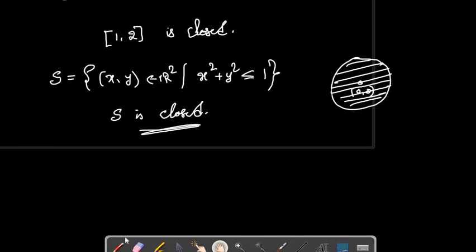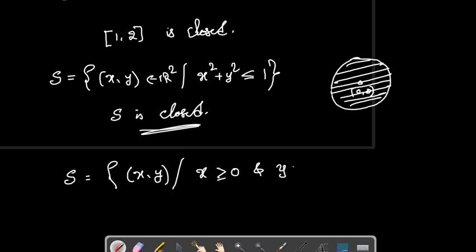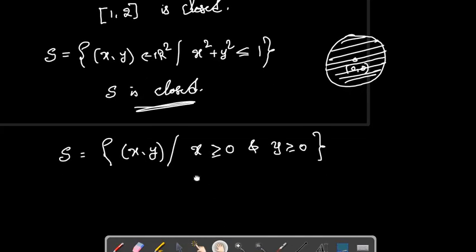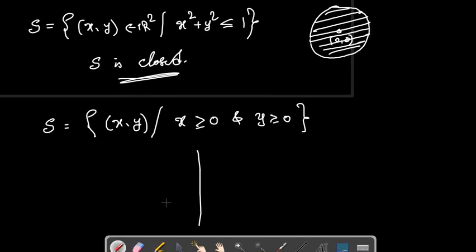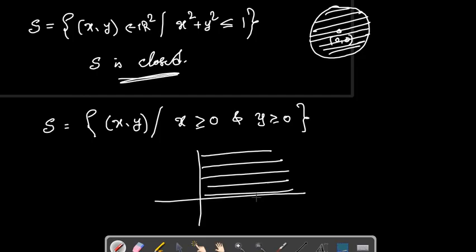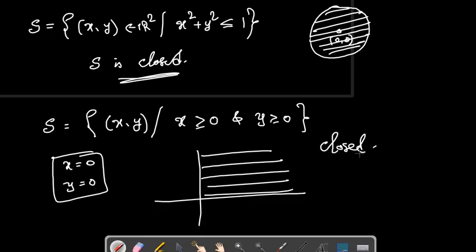Now let me take one more example. Suppose S is all (x, y) such that x is greater than or equal to 0 and y is greater than or equal to 0. What does it represent? It exactly represents the first quadrant. The boundary of the first quadrant is nothing but x equals 0 and y equals 0. Both boundaries are included in the set, therefore this set is closed.